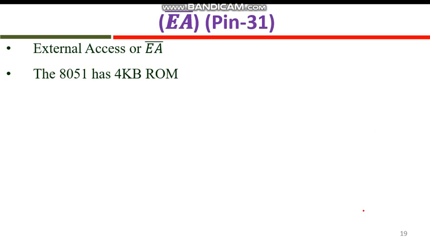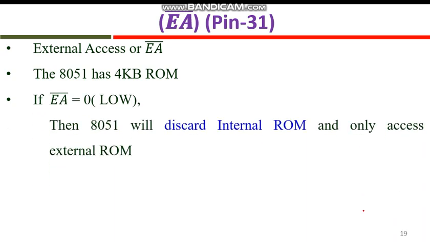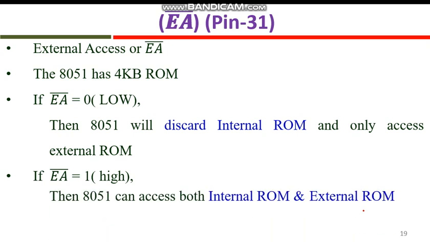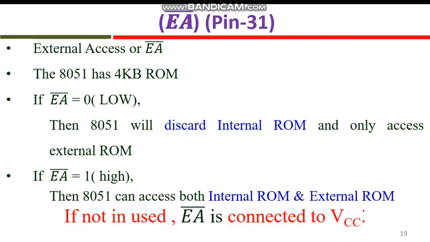The next pin is EA bar, that is external access pin. We know that the 8051 has 4 kilobytes of ROM. If EA bar equals 0, then the 8051 will discard its internal ROM and can access data from external ROM. And when we make EA bar equal to 1, then 8051 can access internal ROM as well as external ROM. If we do not have external ROM, it is better to connect this pin to plus VCC.